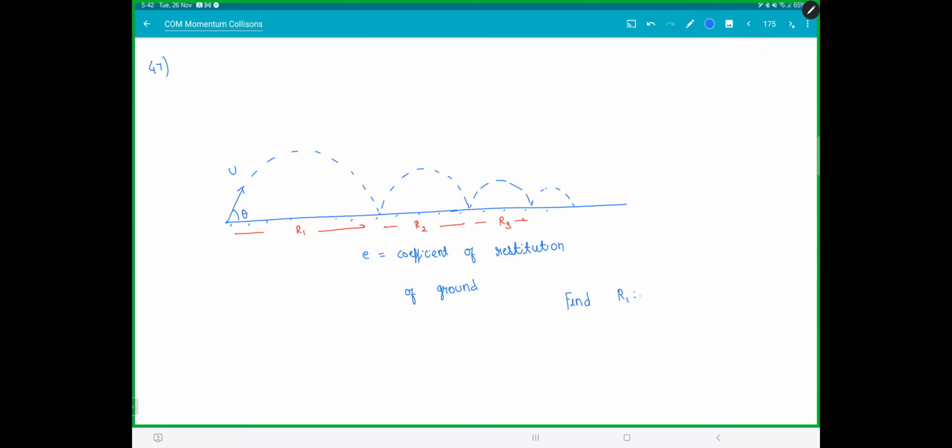Find R1 : R2 : R3 : R4 and so on. Get it, easy one. You must have seen this when you throw a ball onto the ground, it doesn't come back to the same height. E is not equal to 1, so it will bounce to smaller and smaller heights. So the range also gets affected. So find the ratio of the ranges.